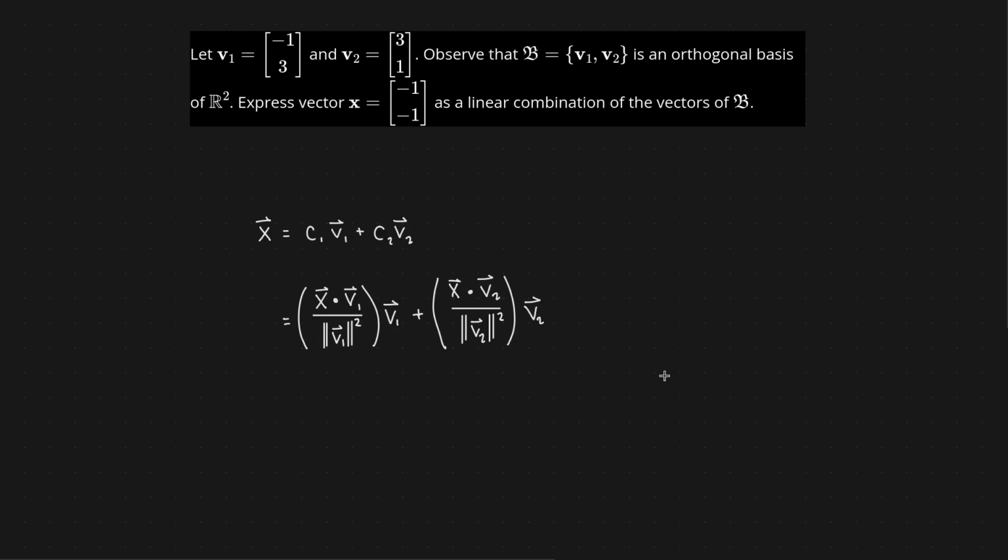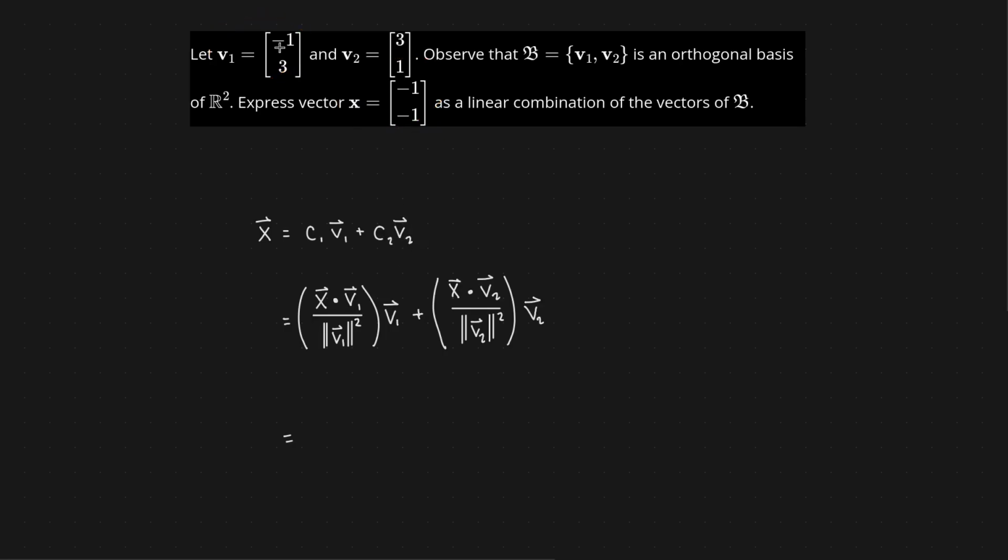Okay? And so we can do this in a very straightforward manner, just using a couple of dot products. We can evaluate and express x as a linear combination of vectors v1 and v2. Okay? So let's start with x dot v1. So here's v1, here's x.